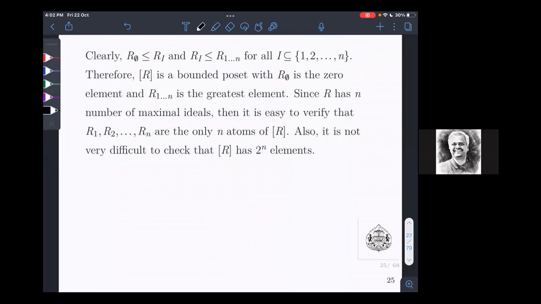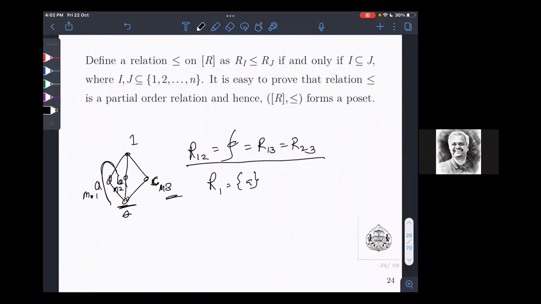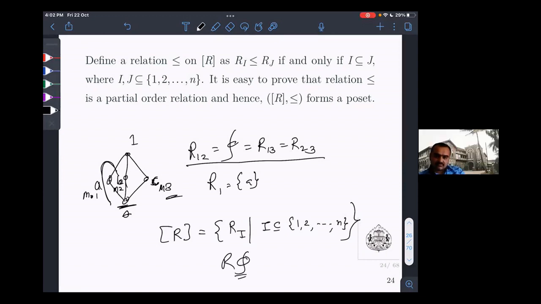So hopefully partitions are clear. Now what I'm doing, what is a square R now? It is a collection of all partitions, the equivalence classes where I is a subset of 1 to n. Right? And as I told you, each partition is non-empty. Therefore, how many such possible equivalence classes do I have? I do have 2 to the power n. So naturally, I have in square R 2 to the power n elements, including R5. Keep in mind, including R5.